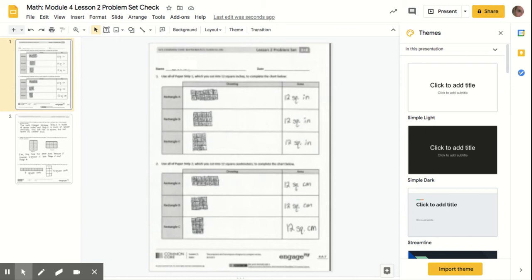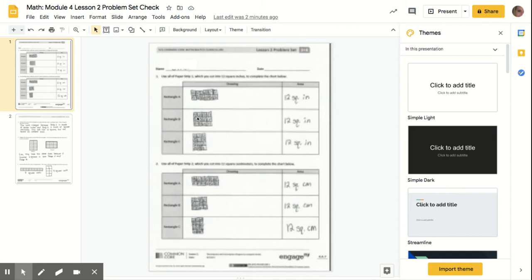So now your rectangles may look a little different. You could have had one that's drawn with 12 straight in a row. However, they're all going to have the same area on all of them if you used each of your squares. So this one has 6 square inches on the top and 6 square inches on the bottom row. So that would be 12 square inches.